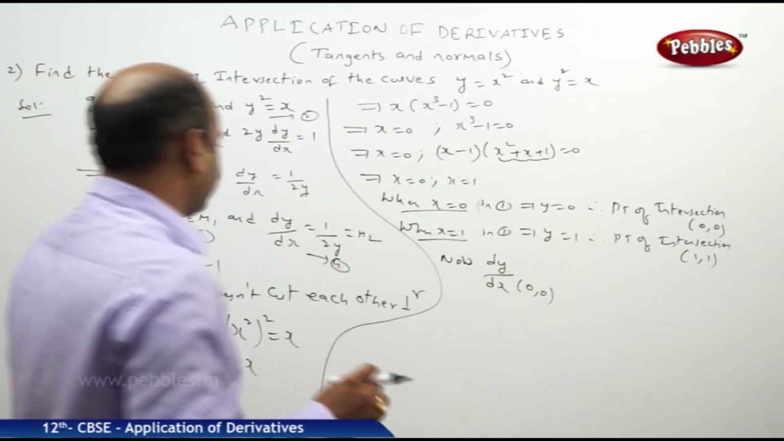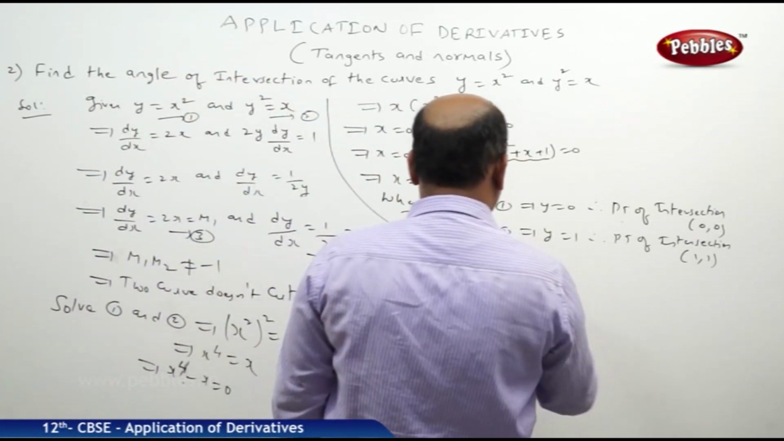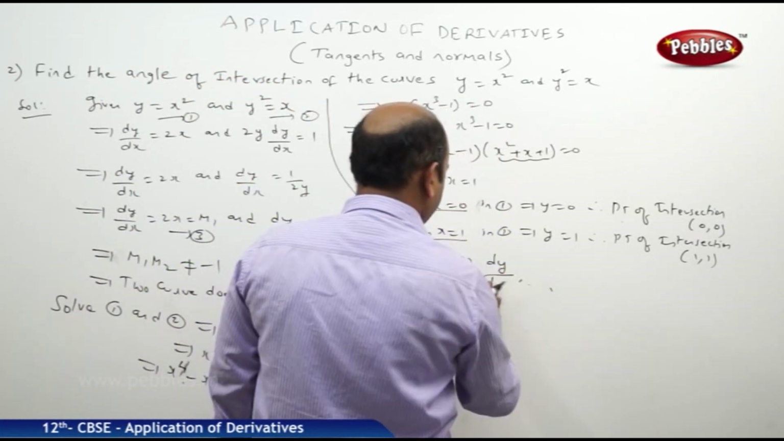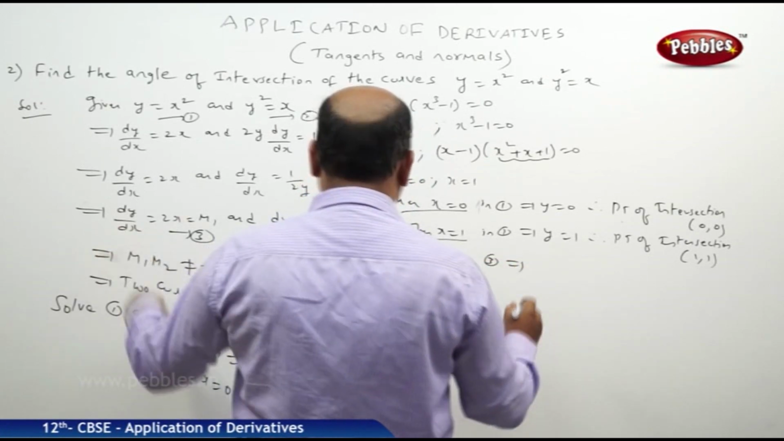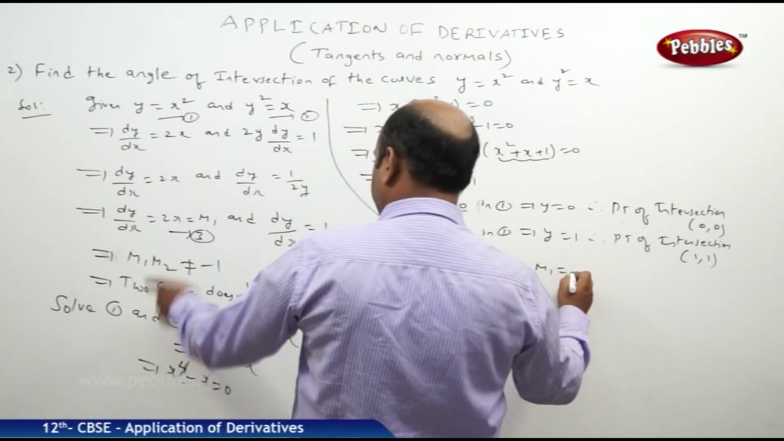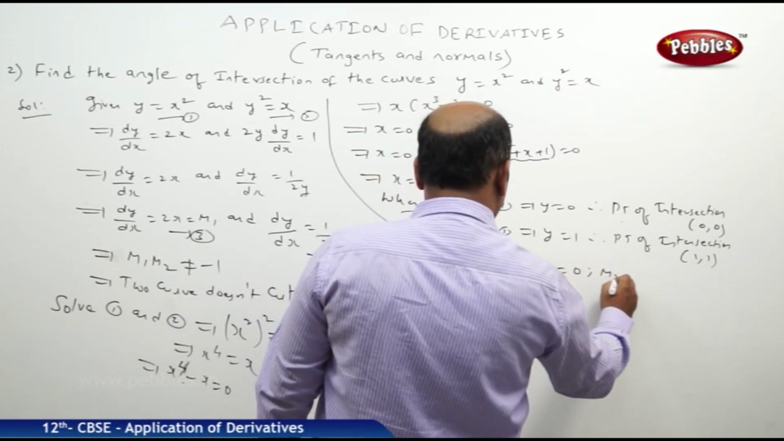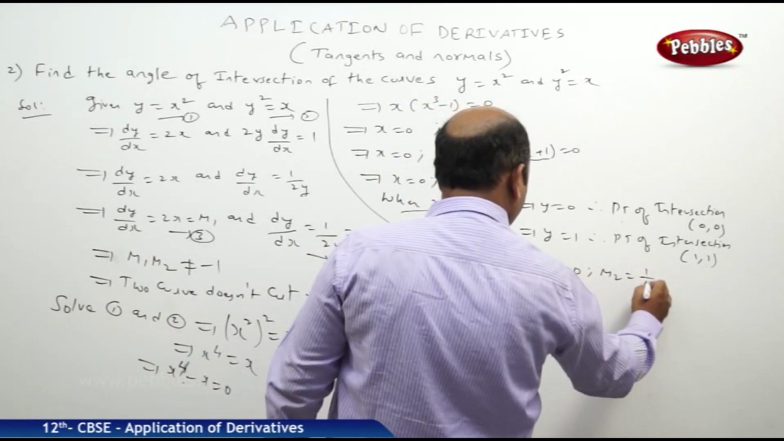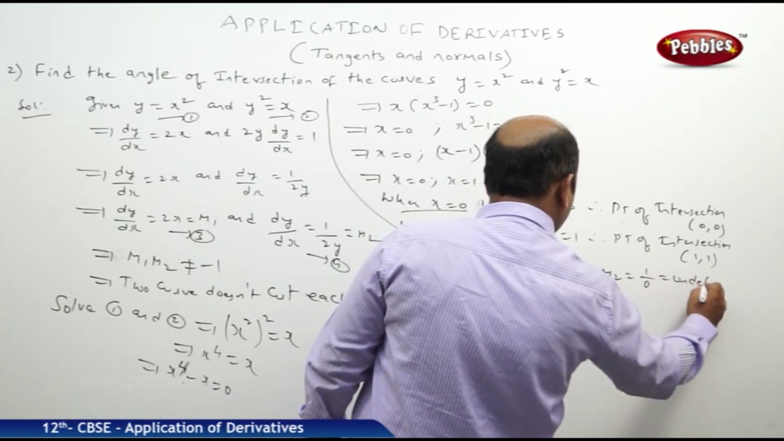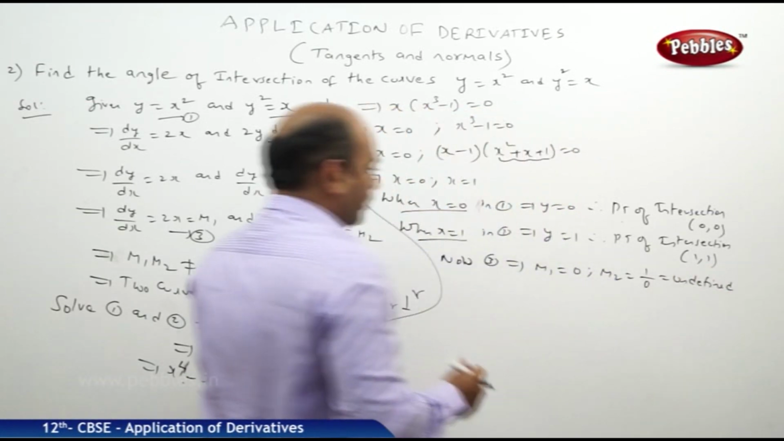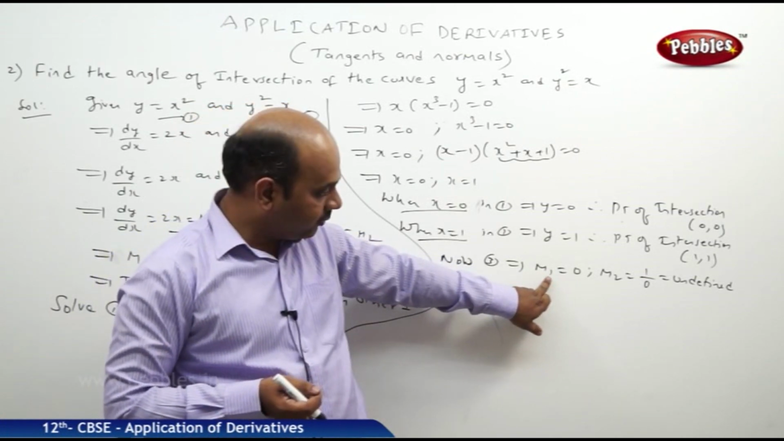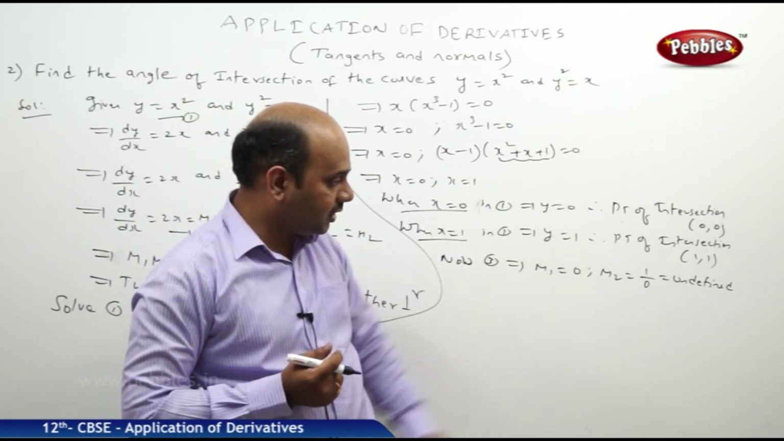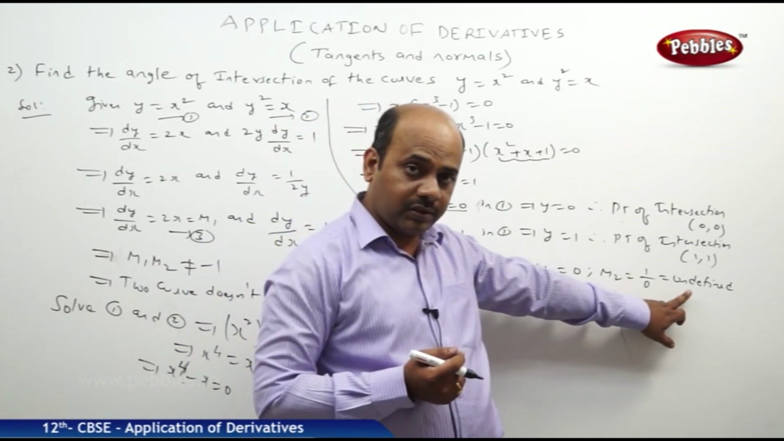So dy by dx at 0, 0: from 3, m1 value will be 0 and m2 value will be 1 by 0. 1 by 0 means undefined. That means one slope is equal to 0, which means a horizontal line, and another slope is undefined.